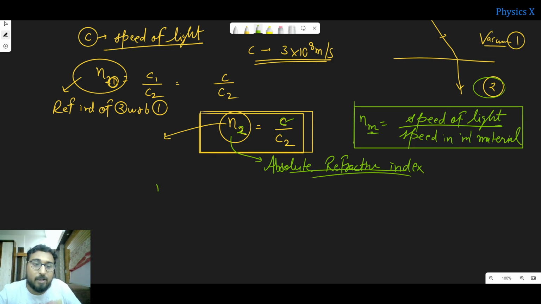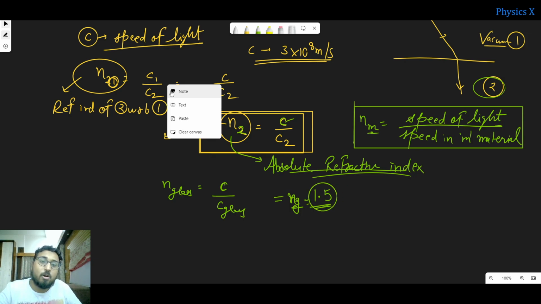Now for glass, I will write n glass, which means the speed of light in vacuum c upon the speed of light in glass. So this is the meaning. This value comes out to be around 1.5, which is the refractive index for glass. I will use it as a subscript. You don't need to remember these values; they will be specified in the question.